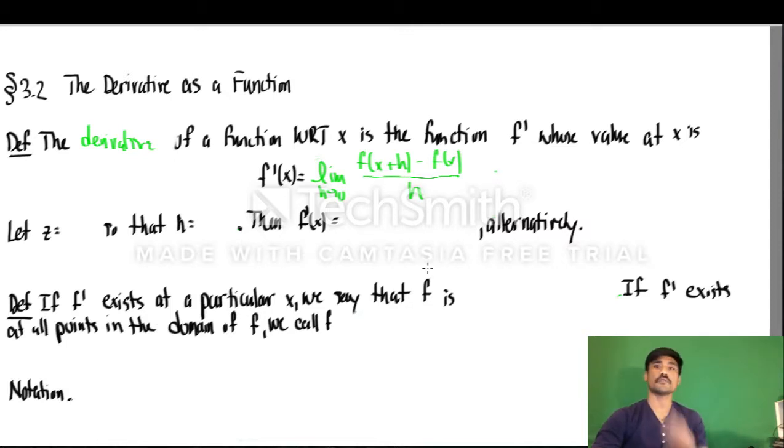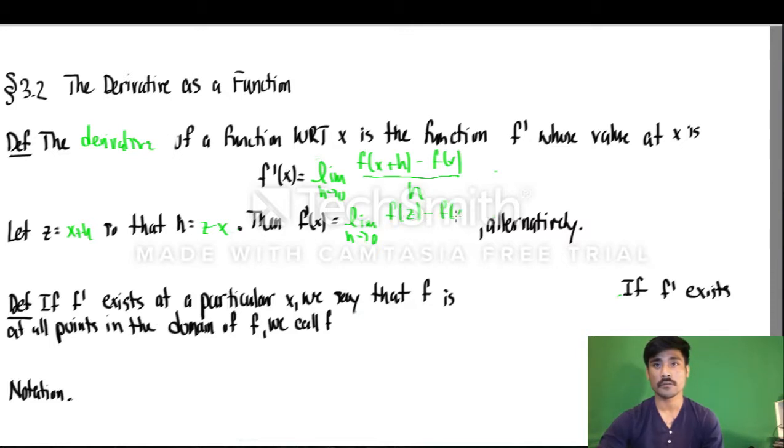Okay, so let's do a little bit of math here. Let z equal x plus h. So when I solve for h, pushing x to the other side, you get z minus x. So the derivative can be written alternatively as the limit of another form of the difference quotient, all over z minus x. So this is another slope equation as well. And that's all I've got to say about that.